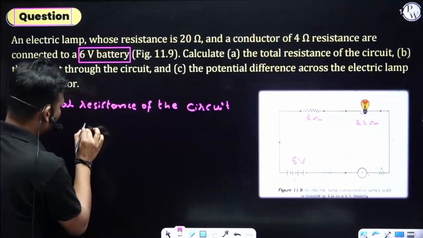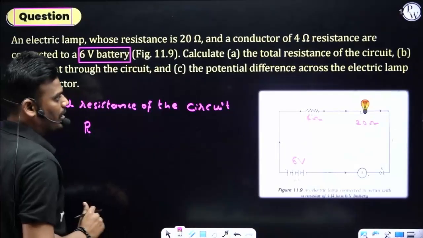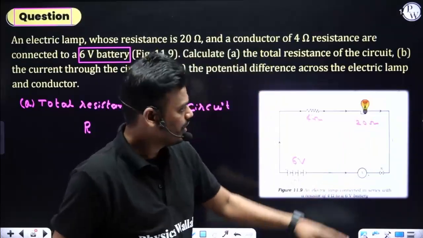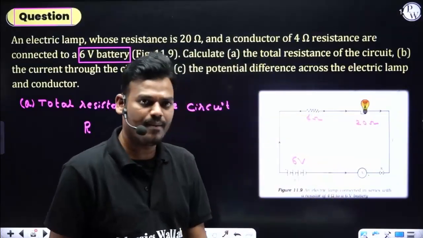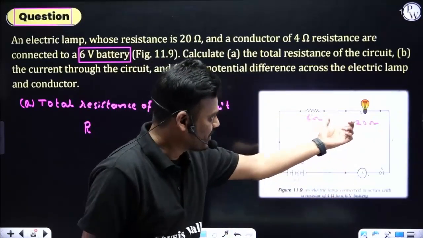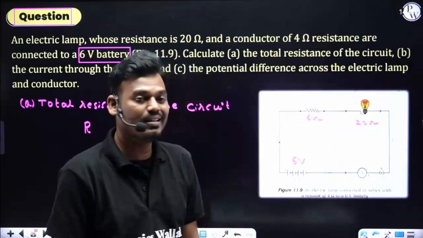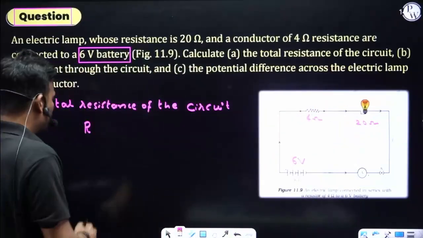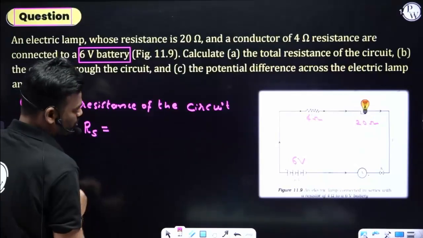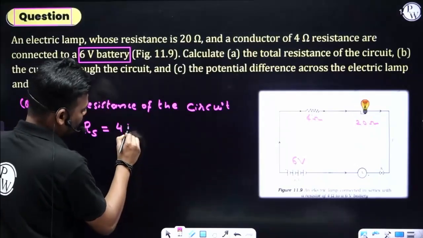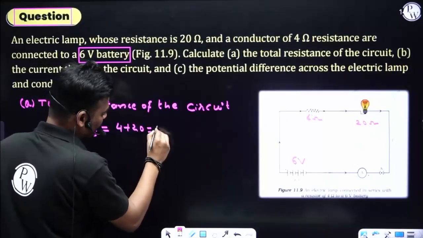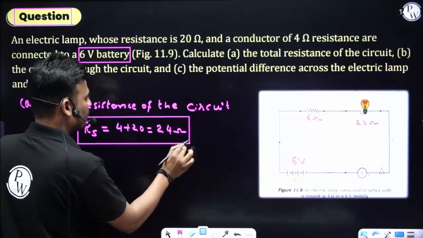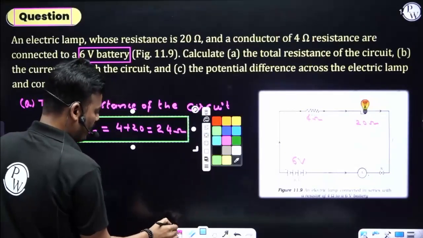What is the combination here? It is the 4 ohm and the 20 ohm in a series combination. What does series mean? One after another, the resistors are connected. Therefore, Rs equals 4 plus 20, that is 24 ohm. The total resistance of the circuit is 24 ohm.